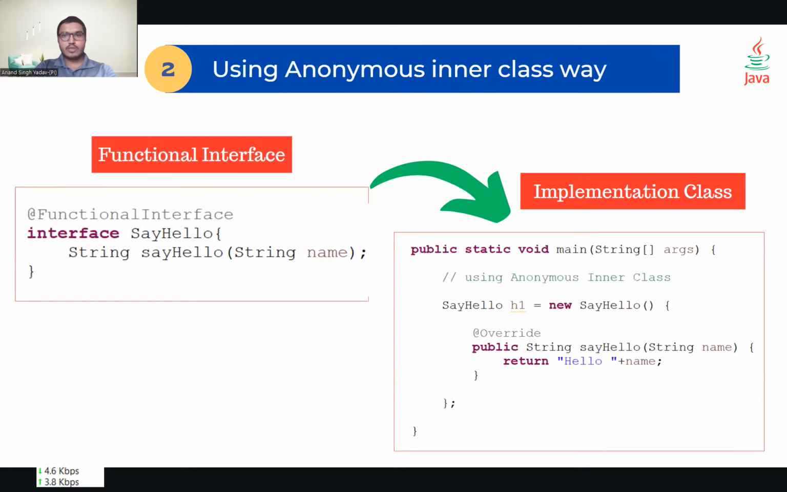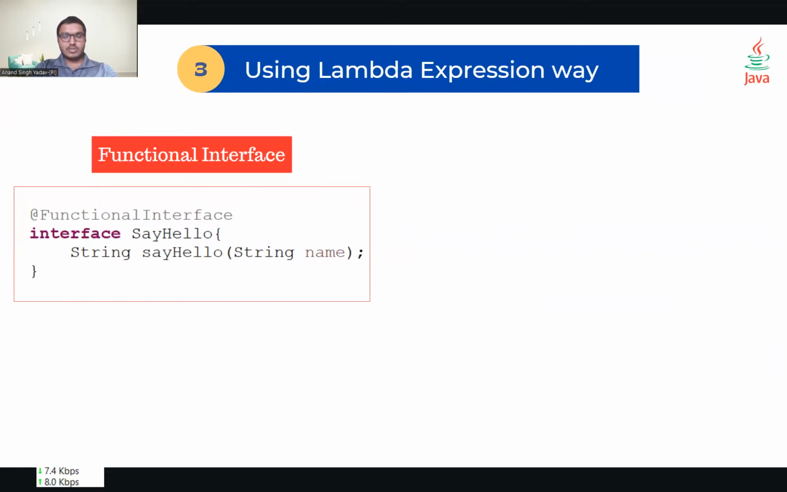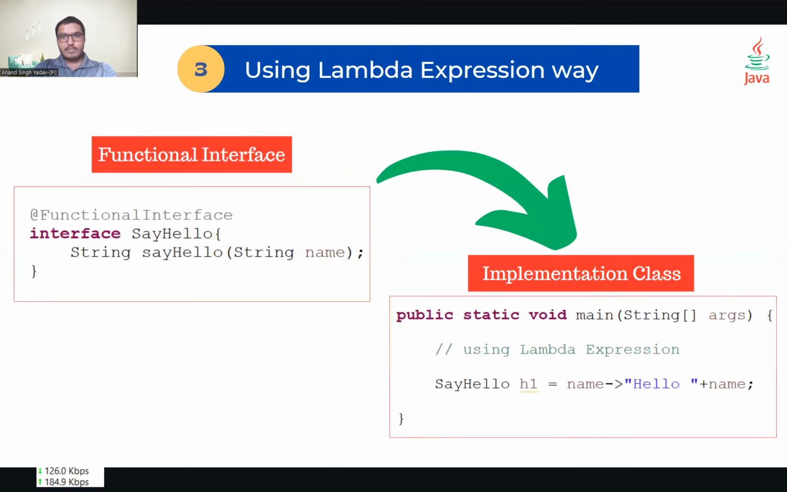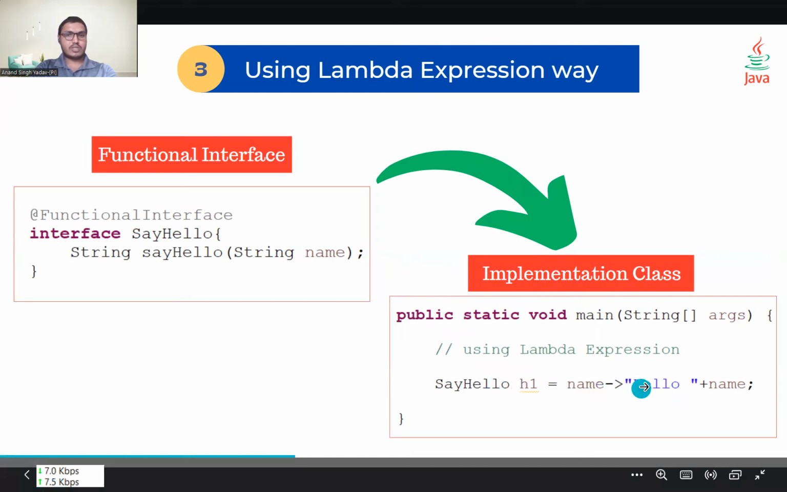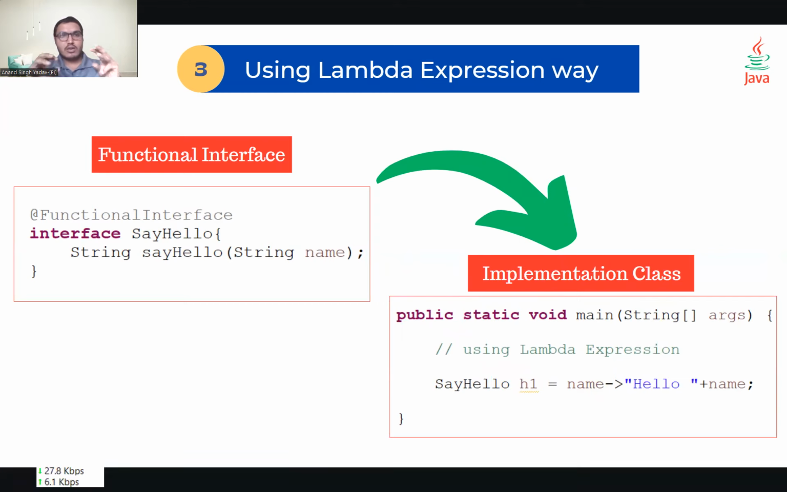Got it? And the third way is using Lambda expression. Let's say again the same functional interface, and now you can see I'm giving the implementation to the functional interface using Lambda expression on the screen. Got it? So right now we have covered three ways in which we can give the implementation to the functional interface.